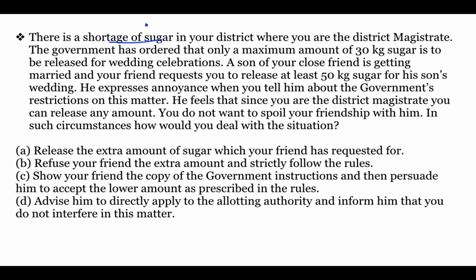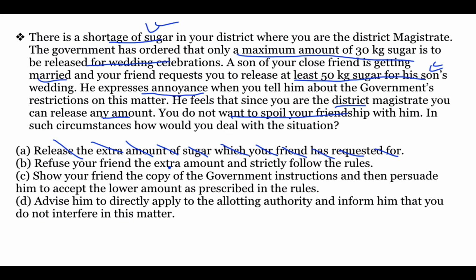There is a shortage of sugar. You are the DM. The government has ordered that only a maximum amount of 30 kg sugar is to be released. The son of your close friend is getting married. Your friend requests you to release 50 kg sugar. He expresses annoyance and tells you that since you are DM, you can do whatever you want. You do not want to spoil your friendship. If you release the extra amount, people will see you as biased and unfair, and you will lose your credibility. So answer A is wrong.